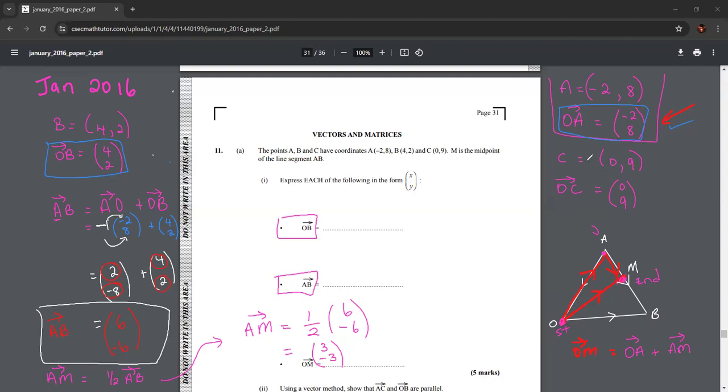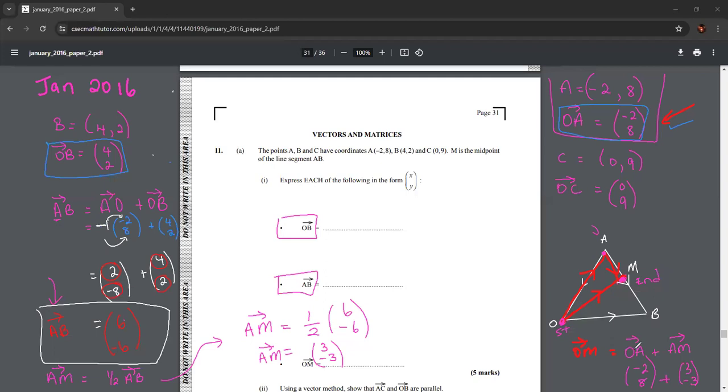Now, you are supposed to have information on various factors in order to help you solve. For example, I know what OA is. OA was negative 2, 8. Now I don't have to make the negative of this because it's in the direction of OA. And AM is half of AB. All right, so we have OA as negative 2, 8, and AM as 3, negative 3.